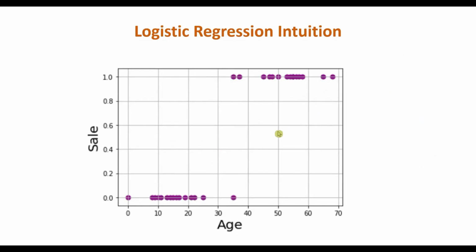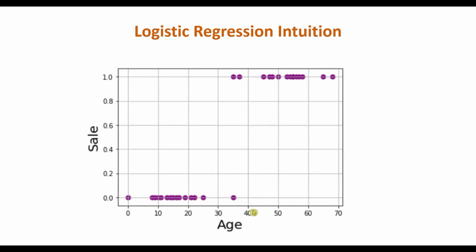Let's move to a different problem where we still know people's age, but this time we would like to predict if they will purchase our new product or not. A 0 would mean you did not purchase the product, and a 1 would mean that you were sold.